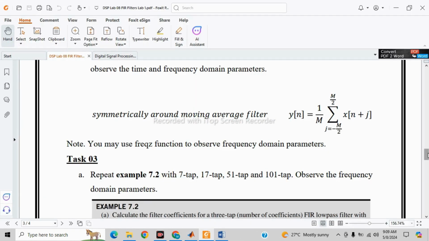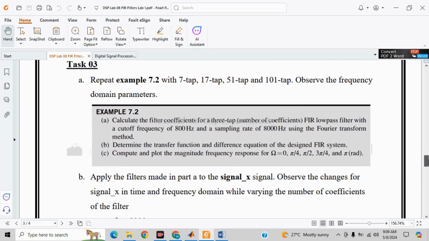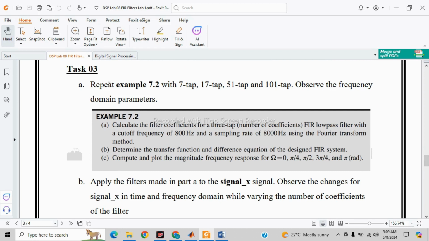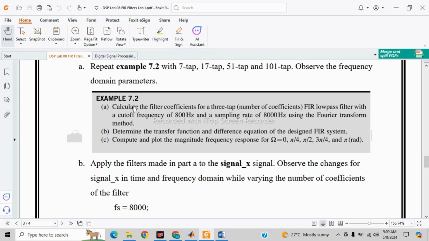Next, we have to implement task number 3 in MATLAB. Part A for this task is to repeat example 7.2 with 7 tap, 17 tap, 51 tap, and 101 tap and observe the frequency domain parameters. Here is the example. Calculate the filter coefficients for a 3 tap FIR low pass filter with a cutoff frequency of 800 Hz and a sampling rate of 8000 Hz using the Fourier transform method.